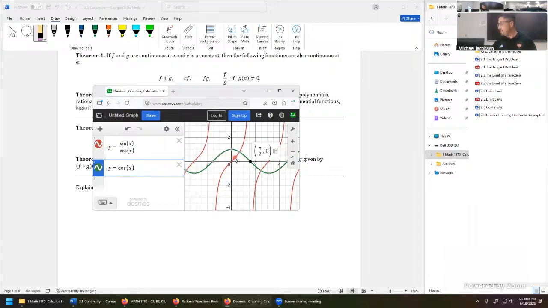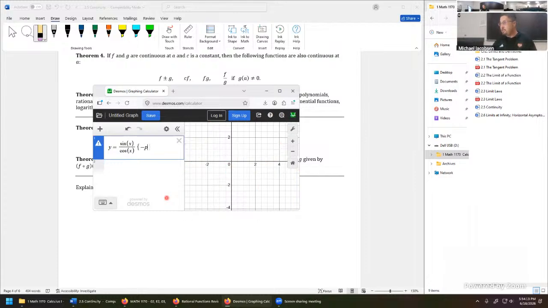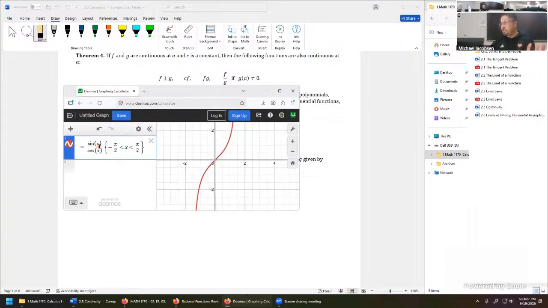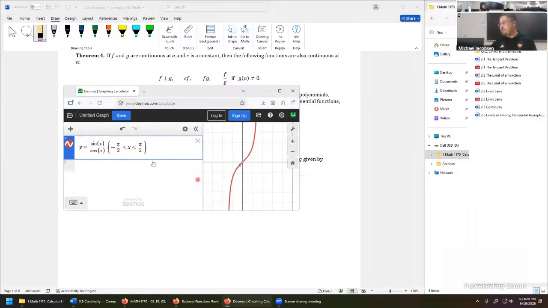Yeah, that's absolutely correct. As soon as the function is 0 down below, it's discontinuous. If we want to force this continuous, we could change the domain, say negative pi over 2 less than x less than pi over 2. And now we have a nice domain. This function, which is again just a bona fide tangent function, is continuous from negative pi over 2 to positive pi over 2 because we avoided all the places where the denominator cosine would have gone to 0.